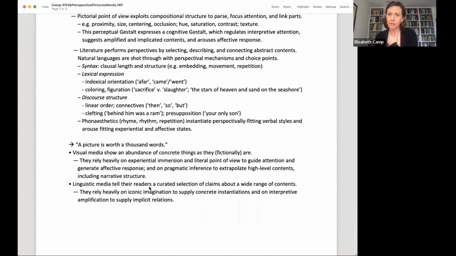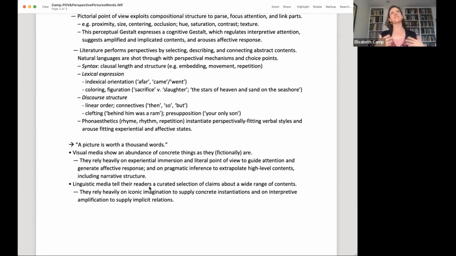And they rely heavily on pragmatic inference to extrapolate high level content, abstract, causal, explanatory, interpretive contents, including narrative structure. So they start with the really concrete and use imagination to extrapolate this high level stuff. By contrast, linguistic media tell their readers a highly curated selection of claims about a wide range of contents. They don't have to be the kind of things that you can see. And then they rely heavily on iconic imagination to supply concrete instantiations of that high level abstract content, and on interpretive amplification to supply implicit relations among those abstract features, like that this caused that or explains that or whatever.